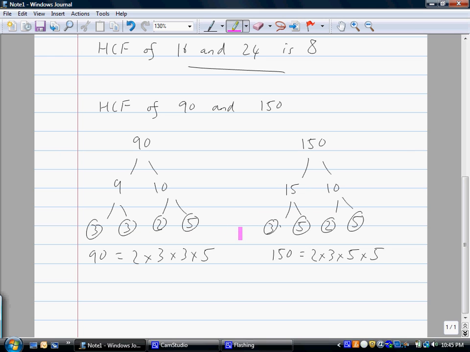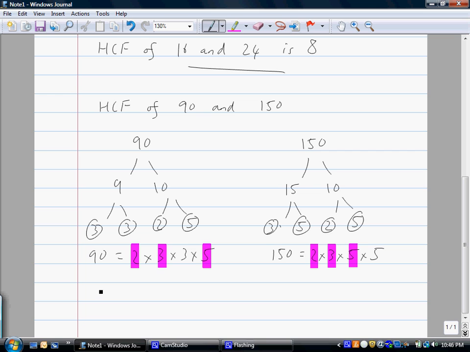Okay, now I'm looking for common factors. So here I'm looking at the prime factorizations. So they both have a 2. They both have a 3. There's another 3 in the prime factorization of 90, but there's not a 3 here. But they do both have a 5. So these are the numbers they have in common.